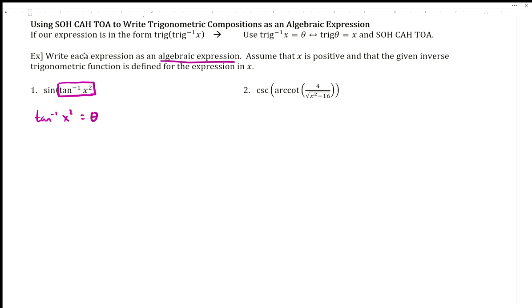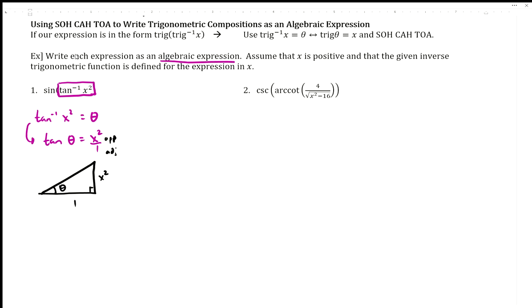is some angle. So again, inverse trig is always some angle. And then we can instantly rewrite it with our inverse property to say tangent of theta is that x squared. Now we're going to use SOH CAH TOA. It might help to put a 1 under there because we can now make our right triangle. There's our angle theta. Tangent of theta equals opposite. So that's the opposite. This is the adjacent. So opposite x squared, and then the adjacent is 1.